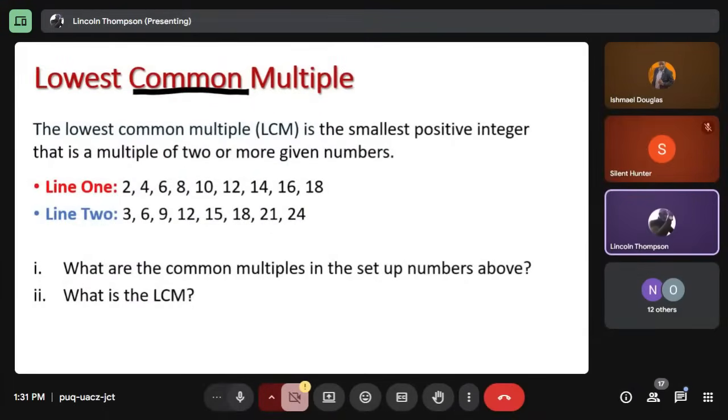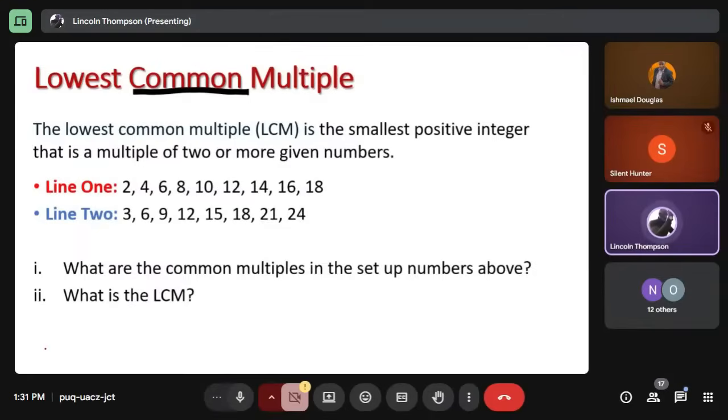So this word common simply means that we're going to be looking at the LCM for more than one number. So we're going to have to find something in common. So the lowest common multiple, or LCM, is the smallest positive integer that is a multiple of 2 or more given numbers. So starting with these two sets of numbers, line 1 and line 2.